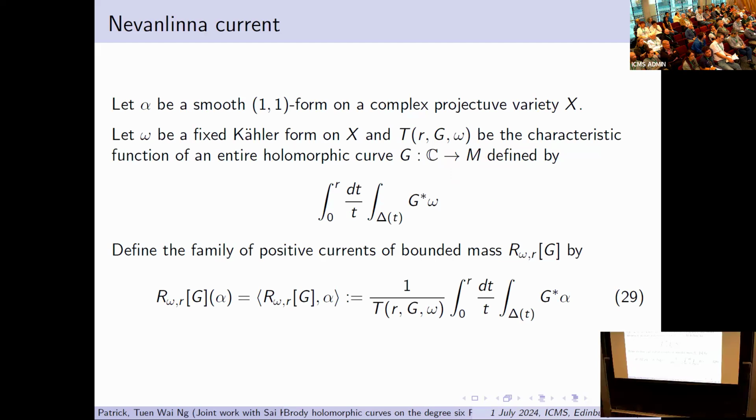And then for this g, we can construct something called the nonlinear current in the following way. So this is our T_{r,g}, omega, where omega is a fixed Kähler form. But then we can also consider a similar expression, and then we take the quotient here, and it will be denoted by this notation here.